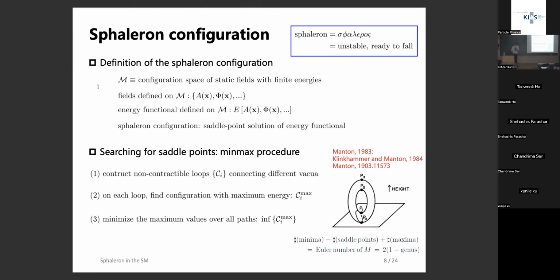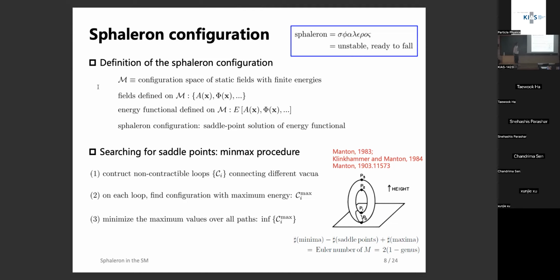Okay, then let me give a more strict definition of the Sphaleron configuration. First, the name Sphaleron comes from Greek. It has the meaning of unstable, or ready to fall. So you will see why it has such a meaning.